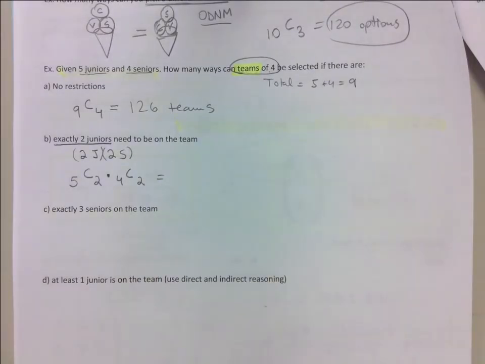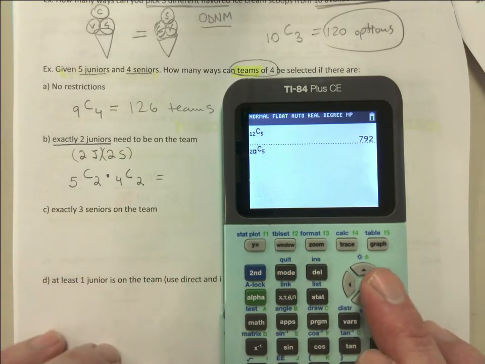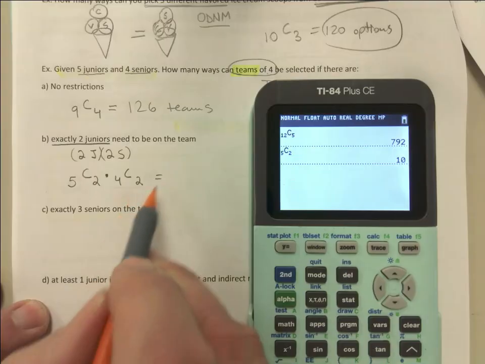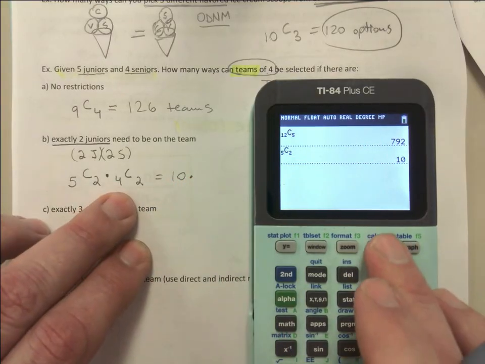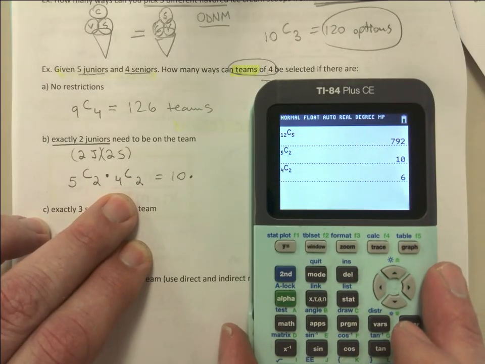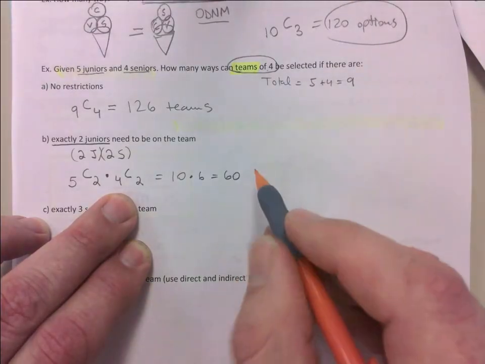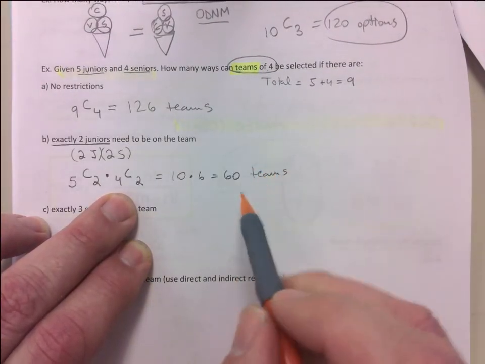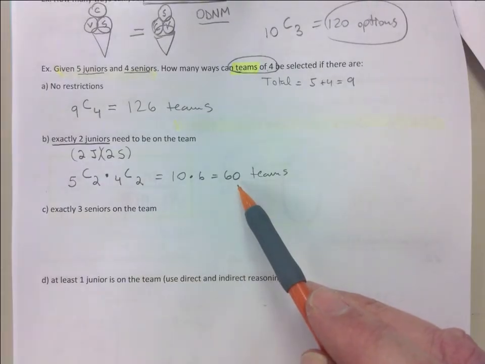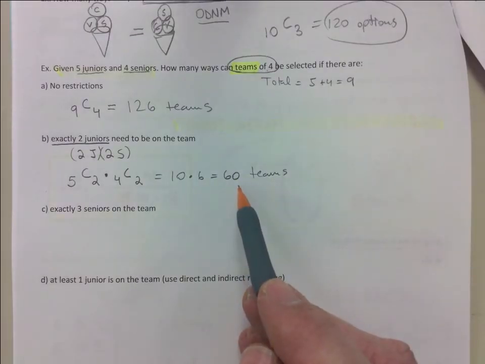Let's calculate that. You grab your calculator. So I'm just going to go 5 choose 2. That's 10. I'm going to go 10 times 4 choose 2. So I just change the 4, right? And that's 6. So there's 60 teams. Does it make sense that my answer is smaller than before? Yes, you've put a restriction on there now, right? 126 is your universal. 60 is if you put restrictions on it.